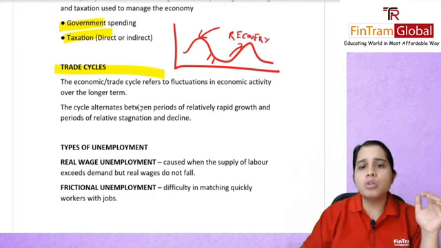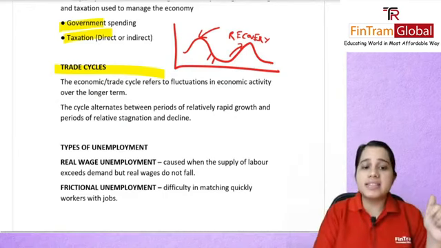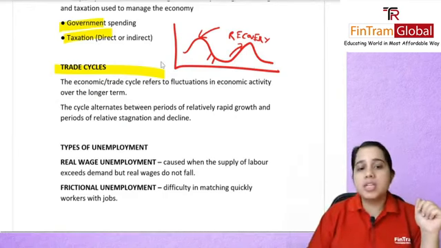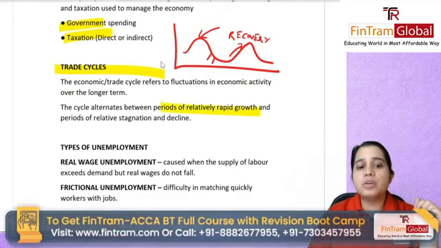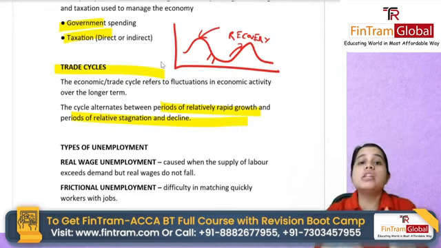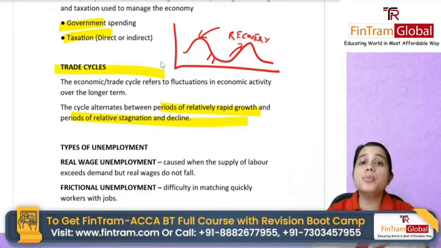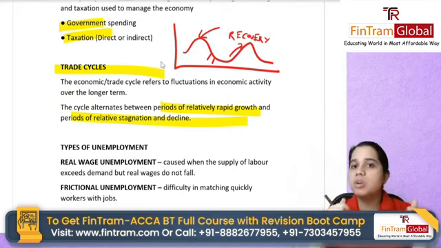And this keeps on going. Economic fluctuations keep on happening. So that is a trade cycle. Now, these cycles will alternate between periods of relatively rapid growth and periods of stagnation and decline. We also talked about how it is not necessary that all products have trade cycles. A few products might always be doing well.